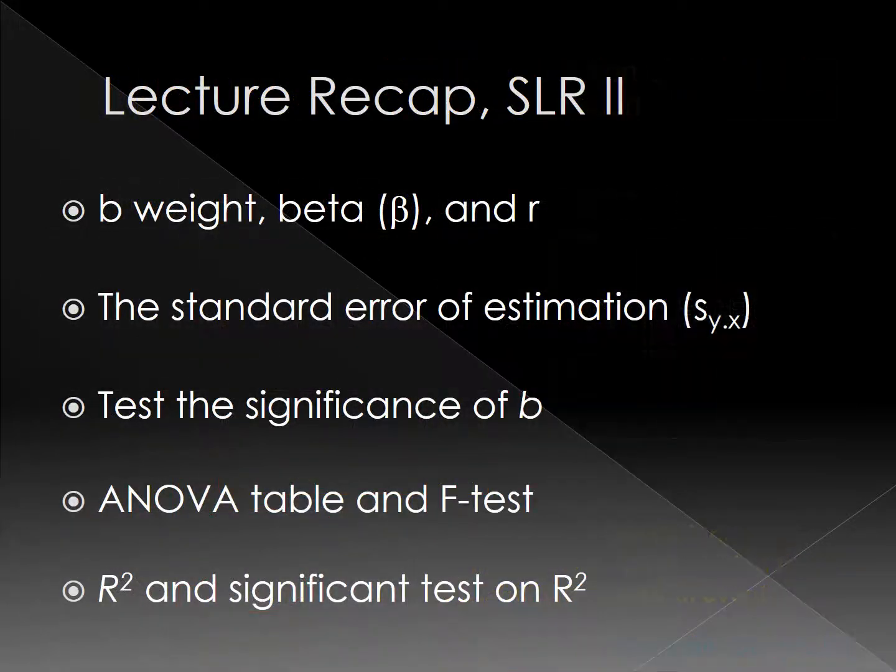Okay, let me summarize the lecture for today. We talked about B weight, beta, and the correlation coefficient. We introduced the standard error of estimate. We learned how to test the significance of B weight. We talked about the ANOVA table, the source table, and the F-test. Finally, we introduced R squared and the significance test on R squared.